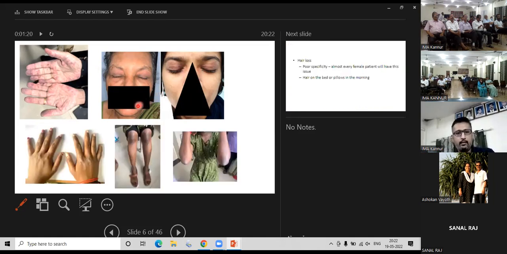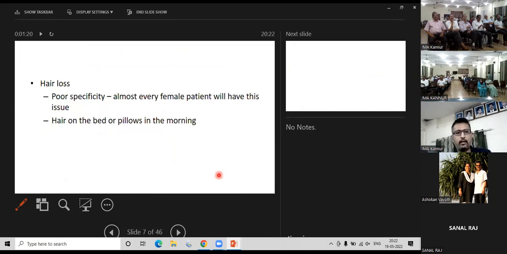And then this is another patient who was being treated for mild arthritis, but she had significant Gottron's papules. You can see on the knuckles here. These are also Gottron's papules seen on the knees and the elbows. So subtle clinical clues are important.